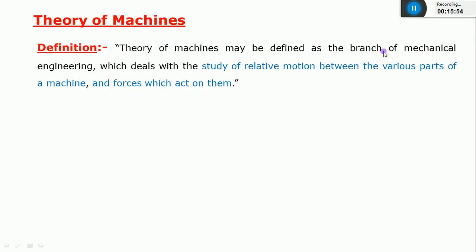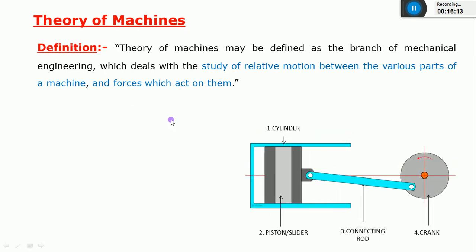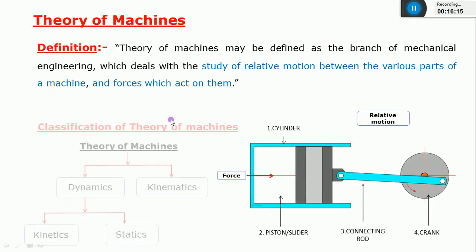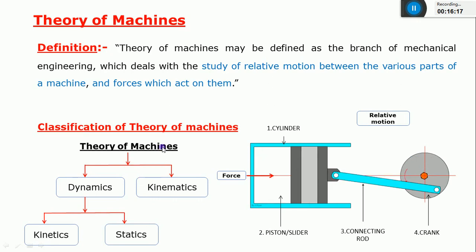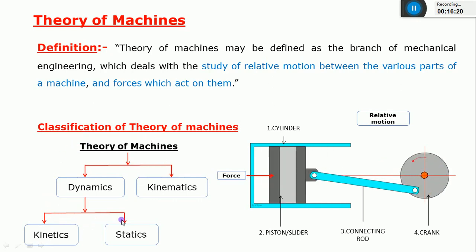Let me go in detail. Before I start with the kinematics of machines, first just take the heading as theory of machines. This is the main heading, that is theory of machines. Under this there are two types. So better you take the classification of this theory of machines.